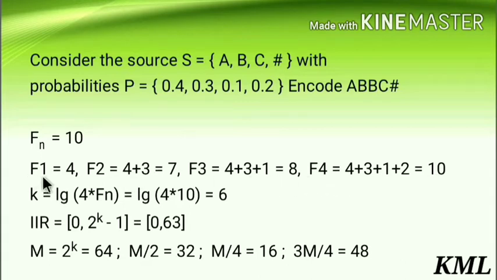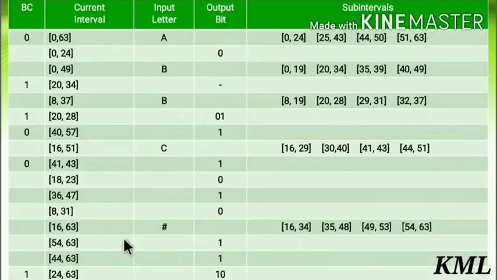So this f1 will be used for the first sub interval, f2 for the second sub interval, this for the third and this for the fourth. So let's move ahead. So here I have the table. This table is similar to the one that we use for the floating point encoding. So we have bit count here, current interval, input letter, output bit and sub intervals.